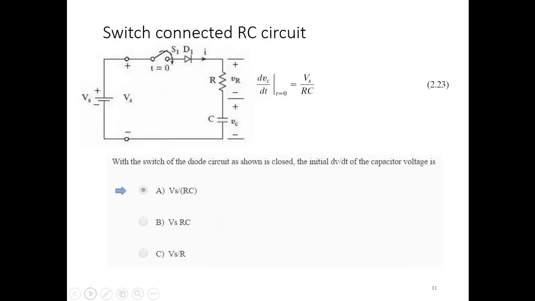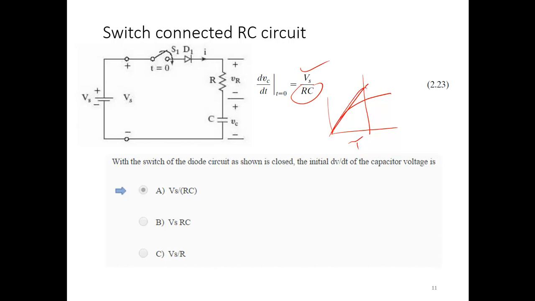Because the capacitor has no voltage, the initial current at that moment will be Vs by R, by Ohm's law. Now another question asks: what is the dV by dt? The initial dV by dt. If you look at the voltage of the capacitor rising like that, what is the dV by dt? You can say it rises within a time constant, at a slope of Vs by the time constant.